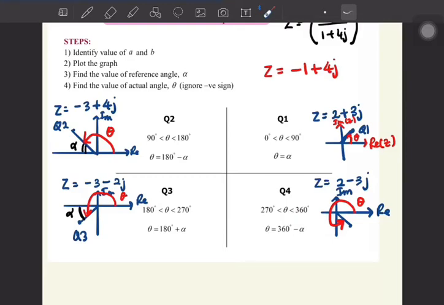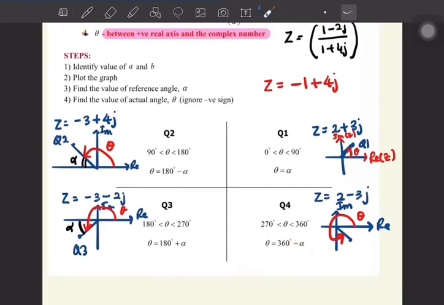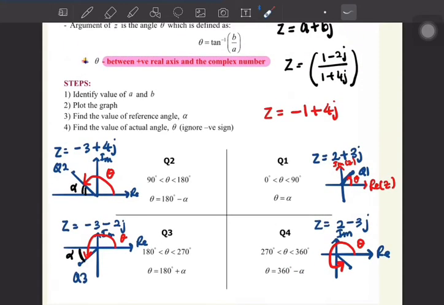So to get the actual angle theta, you need to do this operation: 360 minus alpha. Alpha is from tangent inverse B over A. So your alpha is here. As we know, the complete circle gives you 360, so minus this one, you will have the actual angle.